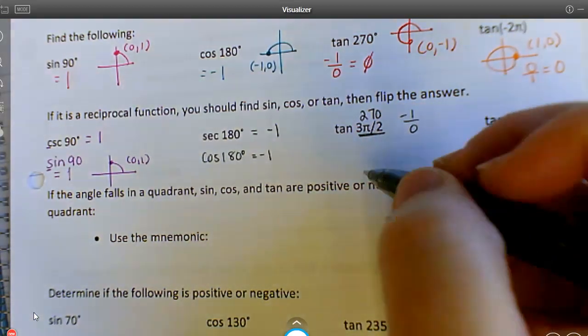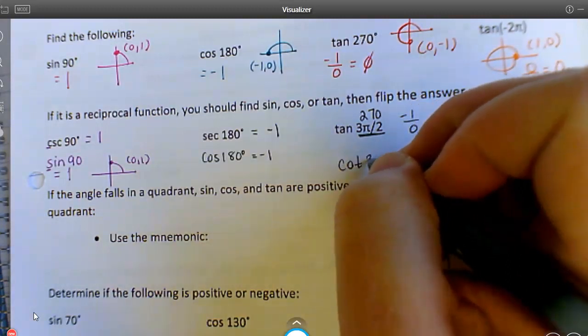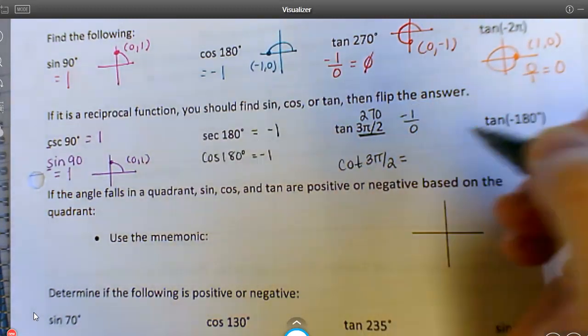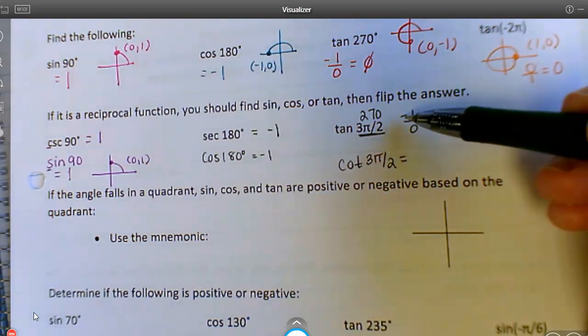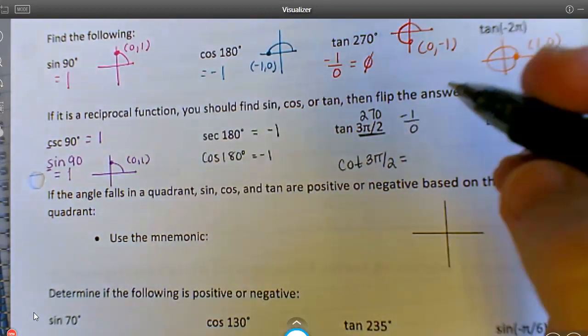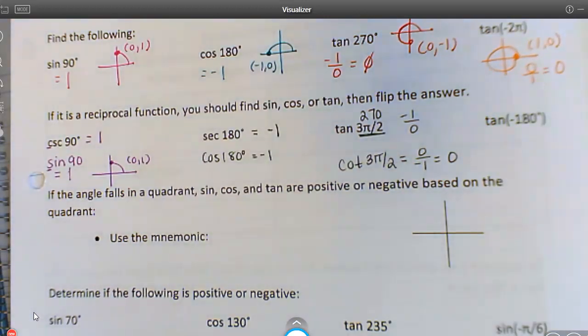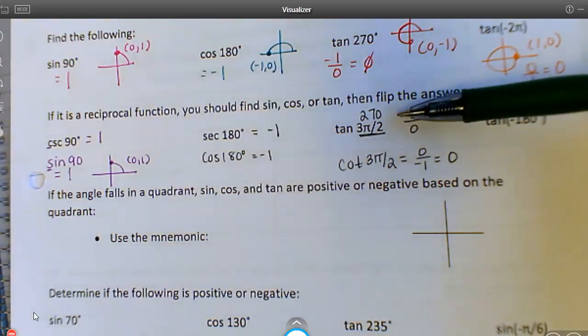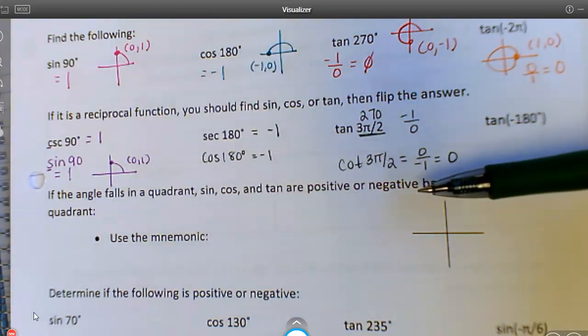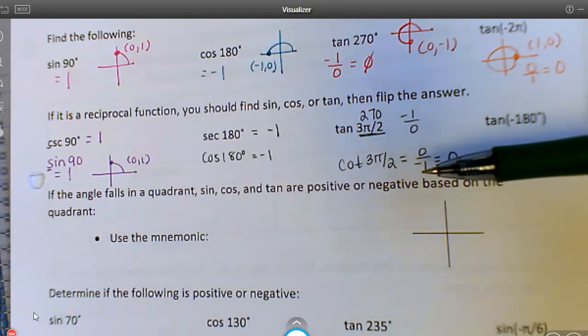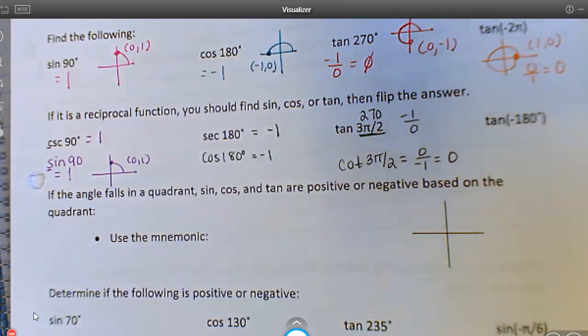Well, if the question really wanted to know what cotangent of 3 pi over 2 was, then you would flip that, and you would get 0 over negative 1, which is 0. And what that tells you is if one of them is undefined, the other is 0, or if one of them is 0, the other is undefined. So when you find the reciprocal of 0 or undefined, it's the other one.